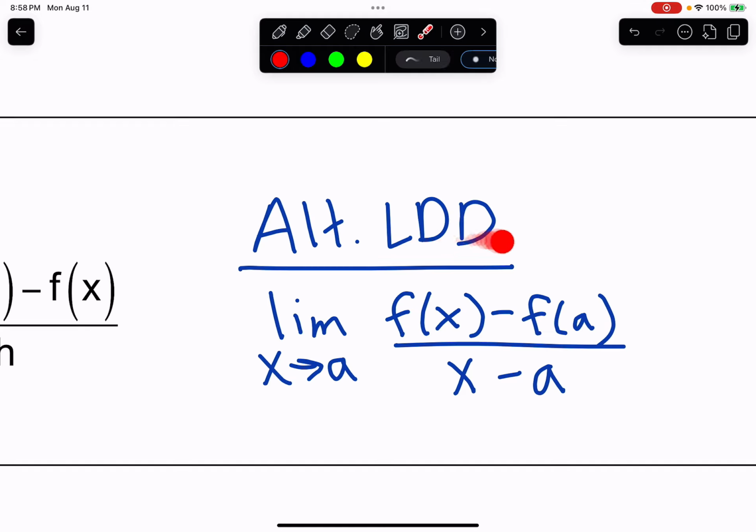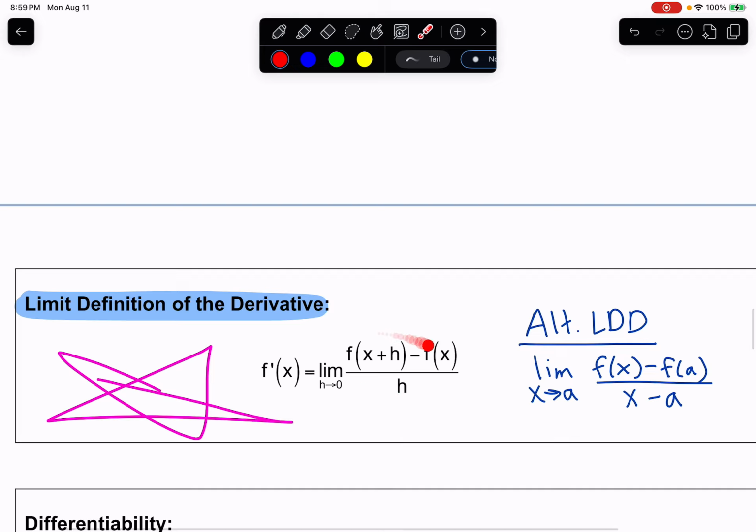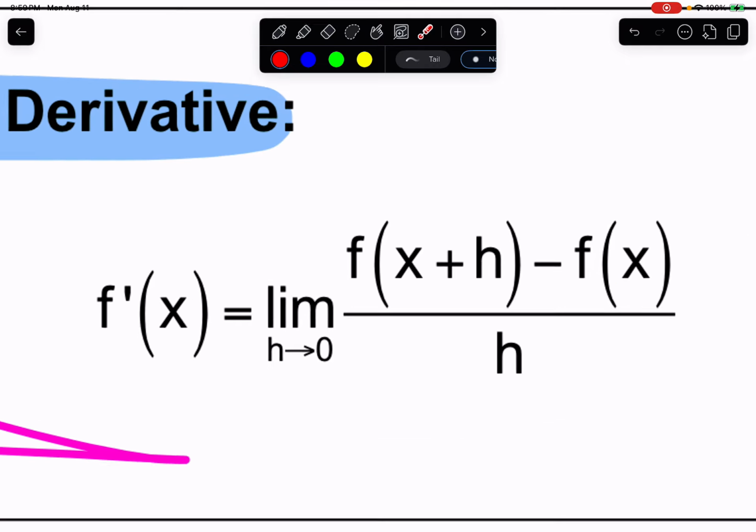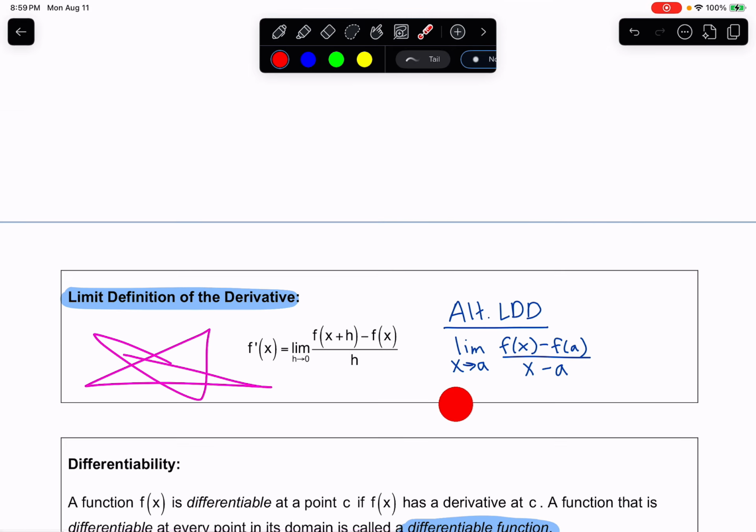Some of you in Calc A may have preferred the alternate limit definition of the derivative. I shorten this to LDD. Some people like this one better because there's no h: the limit as x approaches a of f of x minus f of a over x minus a. Some of you don't like the h business in the standard limit definition, but you can just think of h as horizontal distance. This formula comes from the slope of the secant line, just like the alternate limit definition does. Everything is just based on slope. All the h is saying is that we're letting the distance between my 2 points get closer and closer to 0. That turns my secant into a tangent. All that fun stuff from Calc A last year.